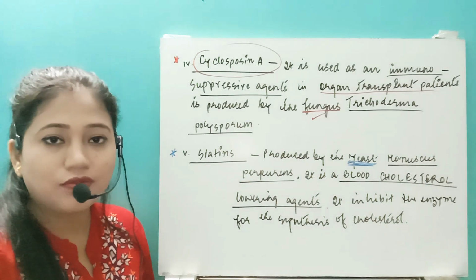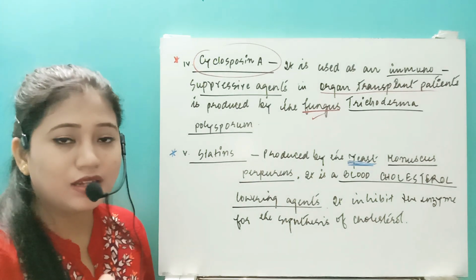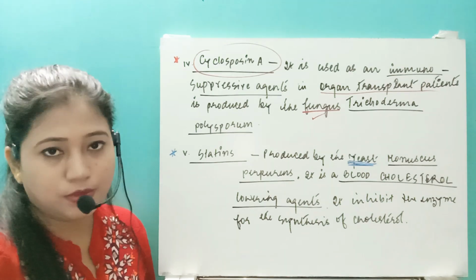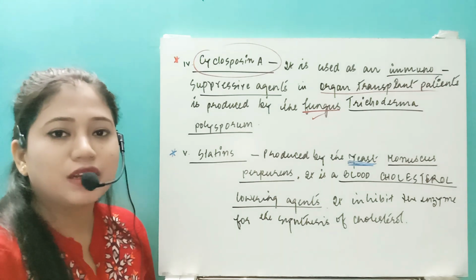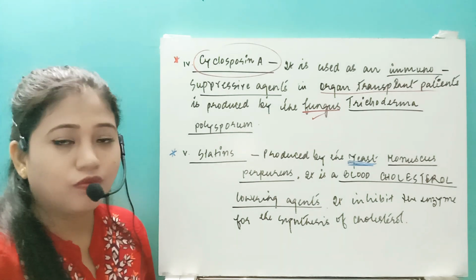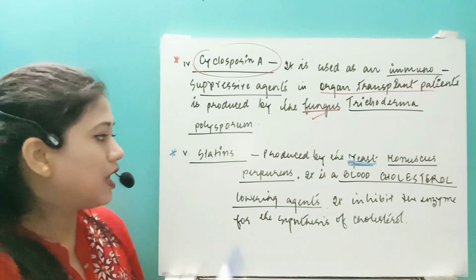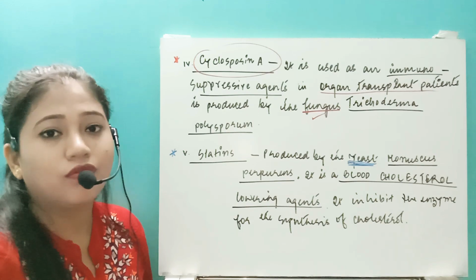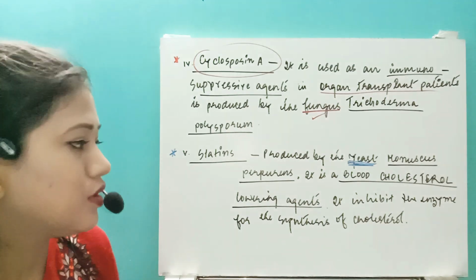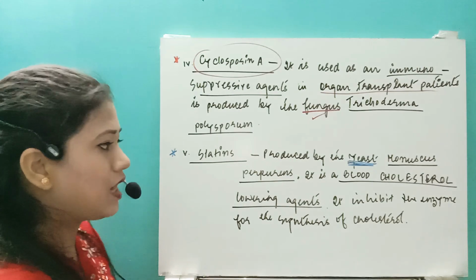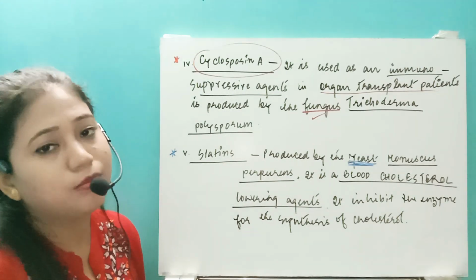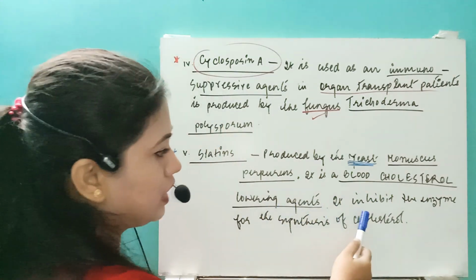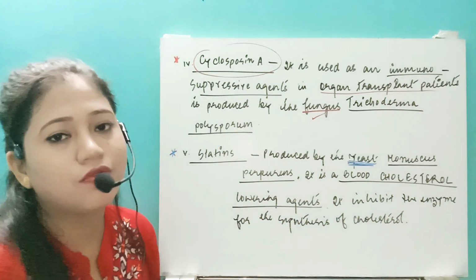Whenever we take food, the fat and oil ultimately convert to cholesterol, right? It will convert into a phospholipid, suppose. Then that cholesterol will start to deposit. So statin can be given to a patient who has more chance of having high blood pressure, so that it can lower the blood cholesterol. This blood cholesterol lowering agent inhibits the enzyme for the synthesis of cholesterol.